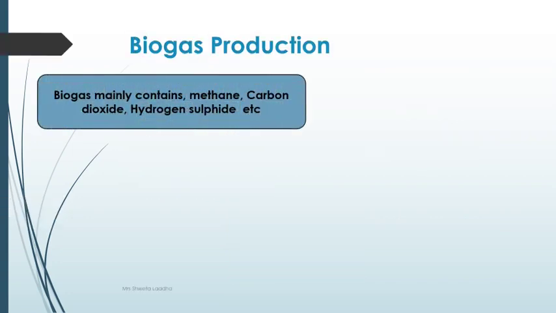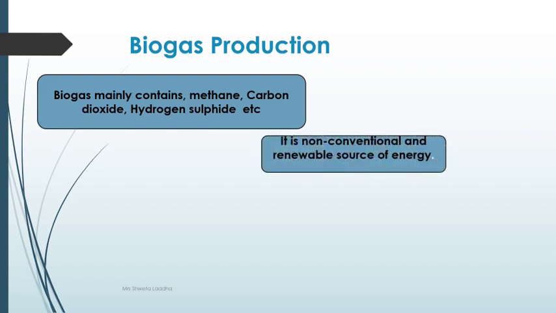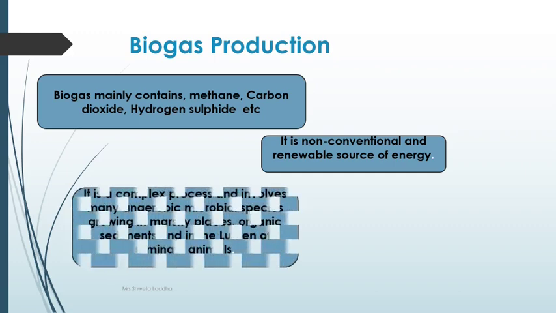So biogas mainly consists of methane, carbon dioxide, hydrogen sulfide, etc. It is a non-conventional and a renewable source of energy. Non-conventional means which was not used earlier. Renewable means which can be obtained again and again.